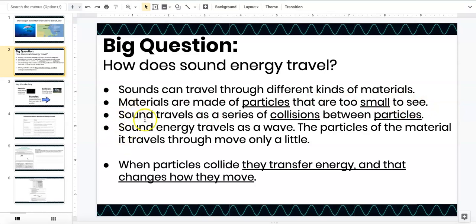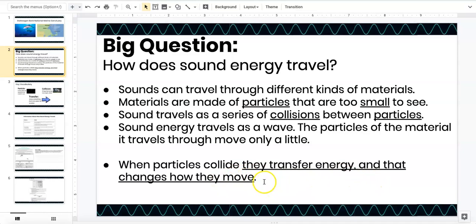We also learned that sound travels as a series of collisions between particles. In our simulation yesterday, we were able to see the particles colliding in that pattern of that vertical line that's in the simulation. We know that that's where the collisions are happening of those particles. We also know that when the particles collide, they are transferring energy and that changes how they move.